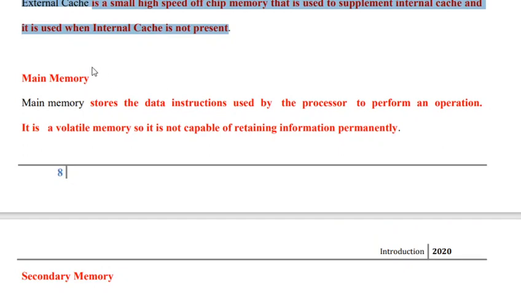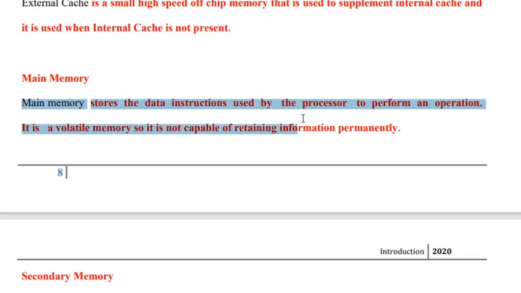Now main memory. Main memory is used in order to store data and instructions that are used by the microprocessor to perform operations. So this is the role of main memory. But main memory is a volatile piece of memory, which implies that if the power is turned off, the content of the memory will be flushed.